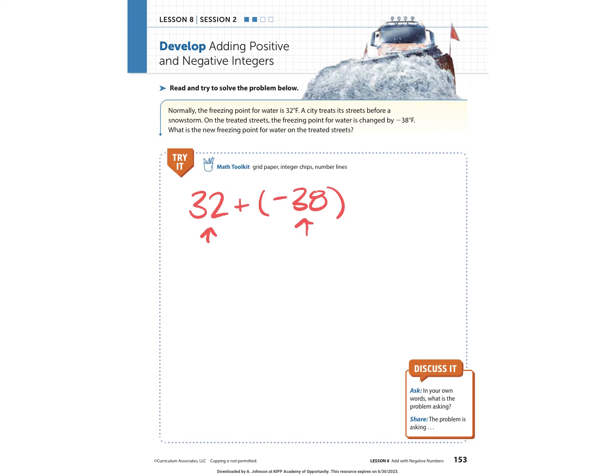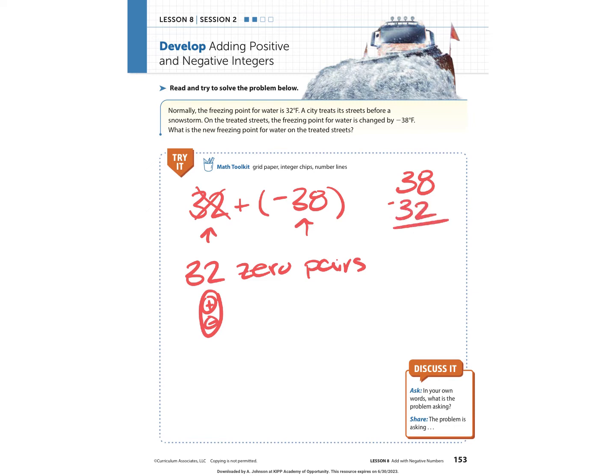So if you think about zero pairs, there's going to be 32 zero pairs. So if you actually were to draw this out, you'd have 32 of these that cancel out. But that gets rid of all of your positives. It does not get rid of all of your negatives. So if you can't in your head see how many are left over, just subtract. You're still left with 6 negatives. So for this question, the new freezing point would be -6 degrees.